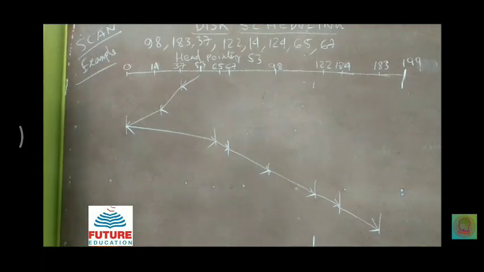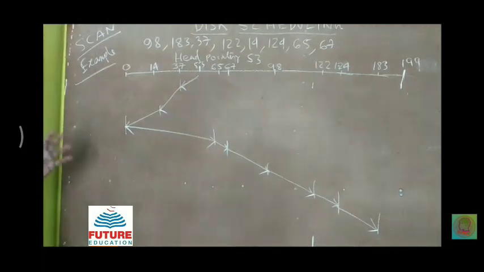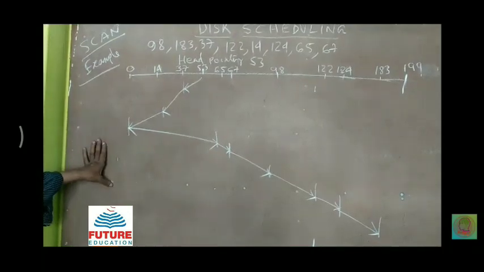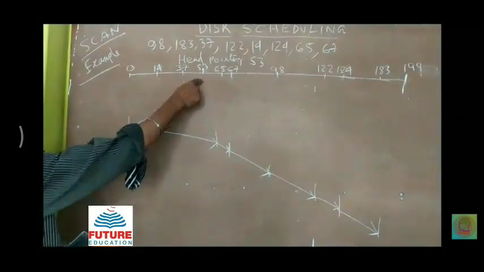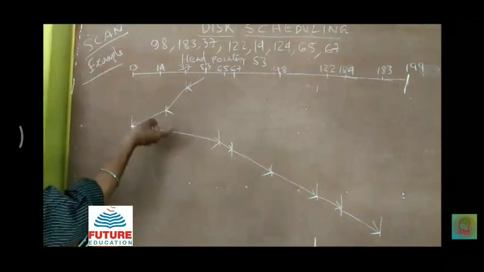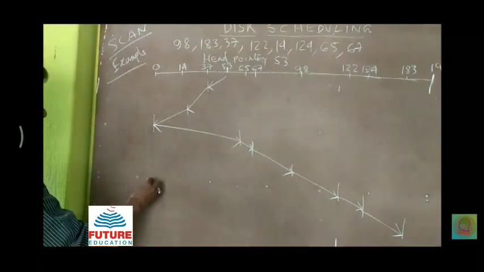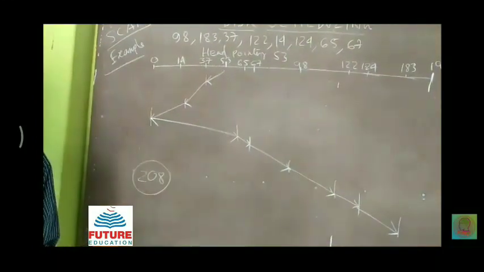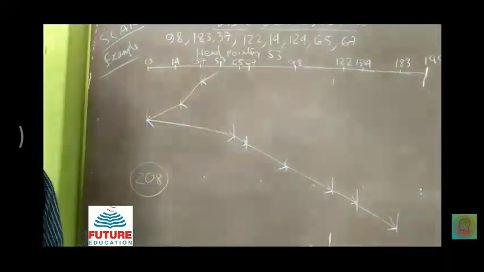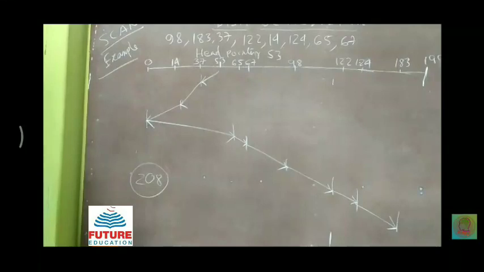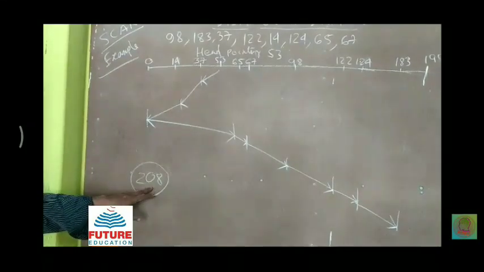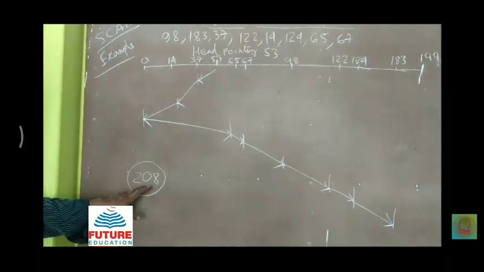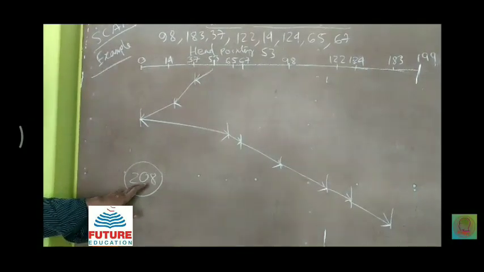Actually, this is more optimal than the previous two algorithms, because if we calculate 53 minus 37, then 37 minus 14, we will get just 208 head movement. But the previous one was 240 and the first one is 640. So this is more optimal than the previous two.